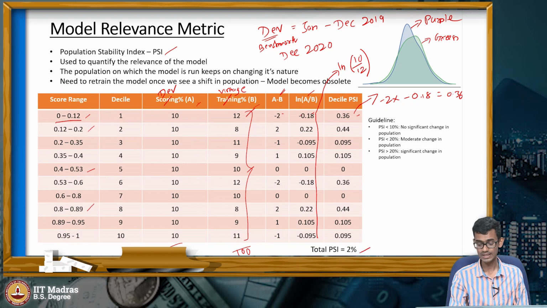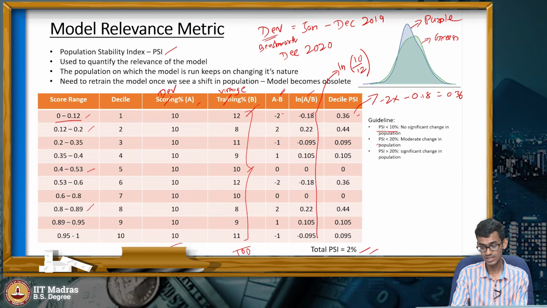So this PSI is a measure of how different your vintage data is compared to your development data. The higher the value, the higher the difference, meaning the data has shifted significantly. If the PSI is very close to 0, then the data has not shifted much and we are good to use the same model. There's a general guideline which people follow: if the PSI is less than 10%, then there is no significant change to the population and we can continue to use the same model.